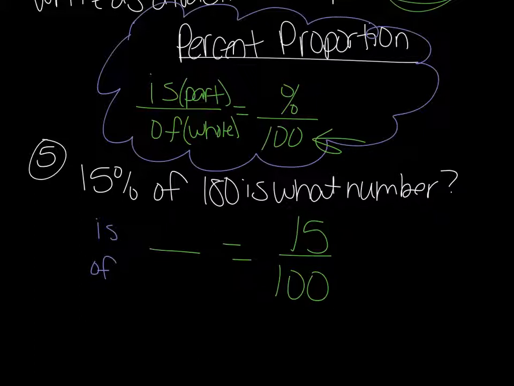Okay, so if we read through the problem, a lot of times it kind of just tells you what it is. So 15% of 180. Okay, so 180 is going to be my of, so I'm going to put 180 in my numerator, which means I'm trying to solve for that numerator there. Okay, and then once you have your proportions set up, you can use your cross products.